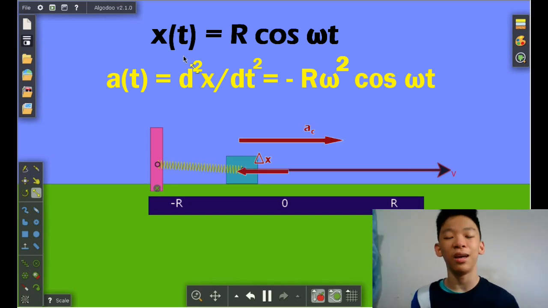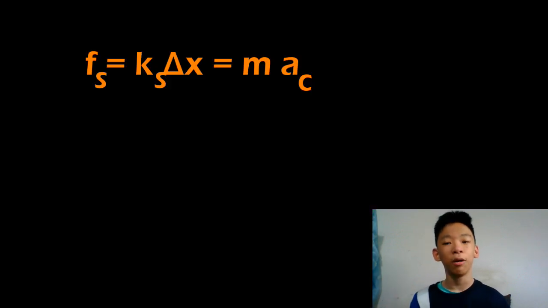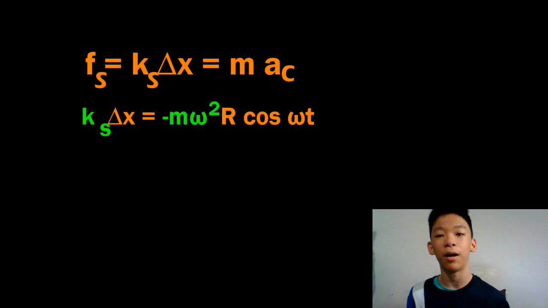Because the acceleration and the displacement are facing opposite directions, that means the acceleration must be proportional to the restoring force of the spring, which carries the centripetal force. Since the restoring force is given by Fs equals ks times delta x, and is also equal to mass times acceleration, which is negative r omega squared cosine omega t. And we can see that the delta x must be r cosine omega t, and the spring constant ks must be negative m omega squared.